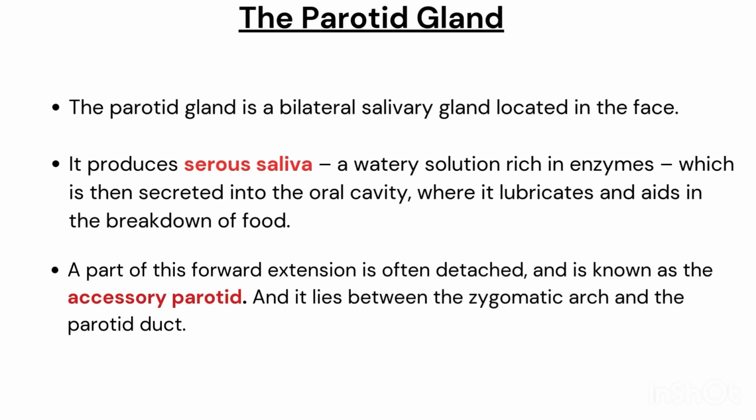The main thing we need to remember is that it produces serous saliva, that is a watery solution, which is rich in enzymes and that facilitates both in lubrication and in the breakdown of food. Now, this is something interesting: a part of its forward extension is often detached, which is called the accessory parotid. And this accessory parotid lies between the zygomatic arch and the parotid duct.